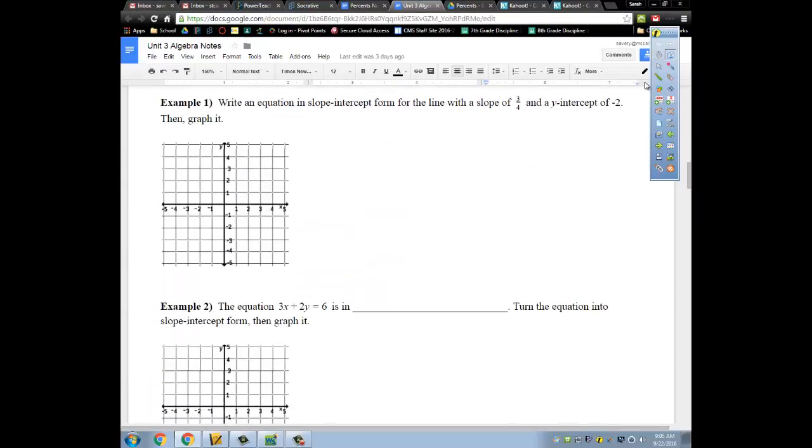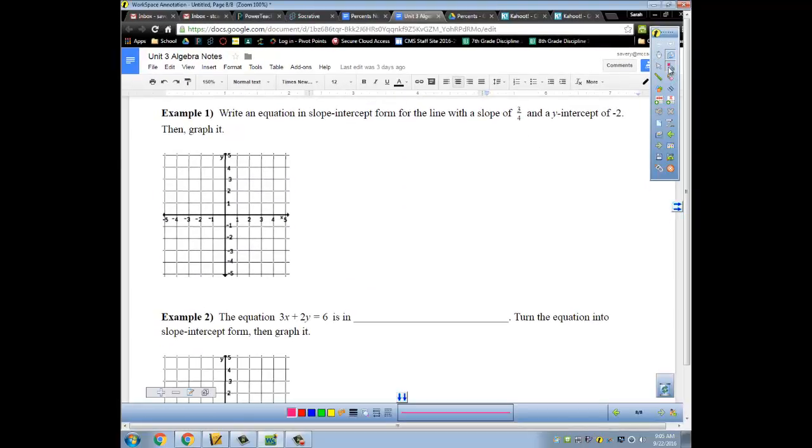So first example, they want us to write an equation in slope-intercept form for a line that has a slope of 3/4, so I know m is 3/4, and a y-intercept of -2, so b equals -2. So I'm using the equation y equals mx plus b because they asked for it in slope-intercept form. So I just plug in my numbers. M is 3/4 and b is -2. So this is my equation.